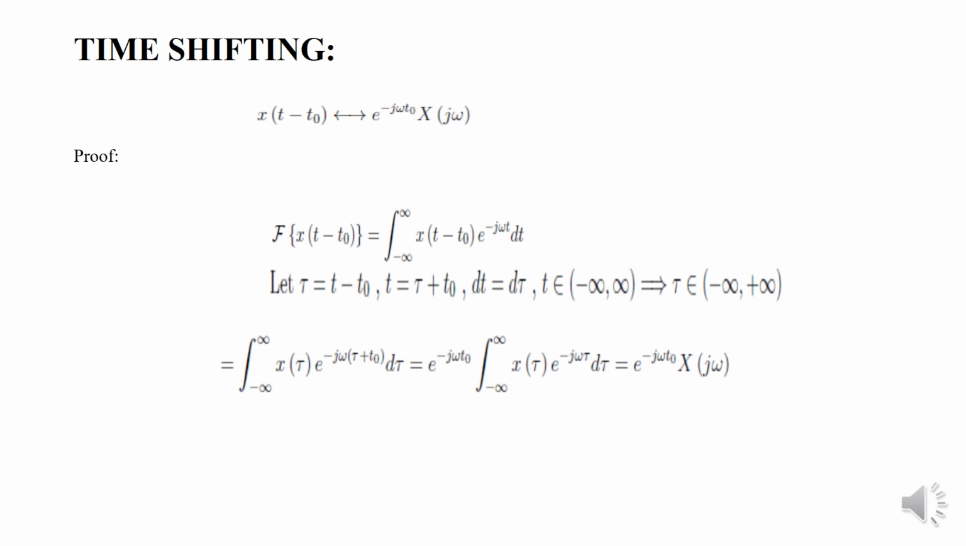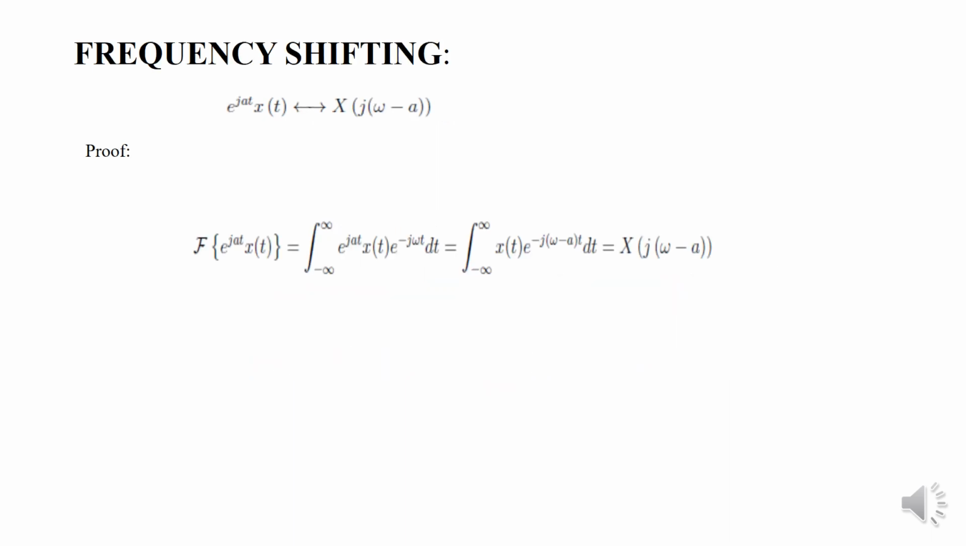Now for simplification, let us substitute t minus t naught equal to tau. From this we find the value of t. Here while t tends to minus infinity to infinity, tau also tends to minus infinity to infinity. Therefore we are changing all the limits in terms of tau, and after simplifying and splitting this term, we take the constant term outside of the integral, and here e power minus j omega t naught into this can be written as X of j omega.